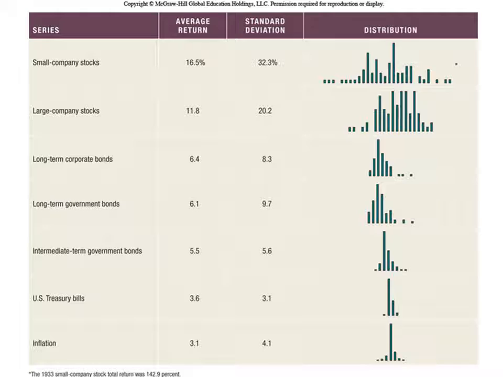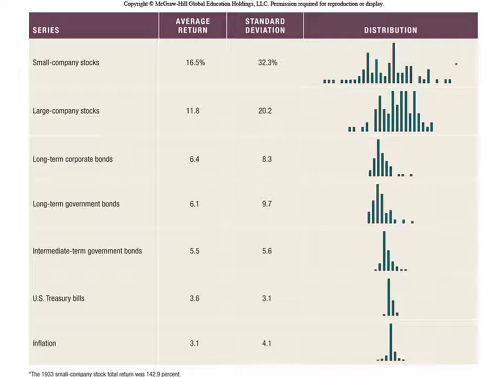Here it's 3.6%. So the risk premium on large company stocks would be 8.2%. How did I get that? 11.8 minus 3.6. And how do I get the risk premium for small company stocks? It would be 16.5 minus 3.6. And if my math is correct, I believe that would be 12.9%.